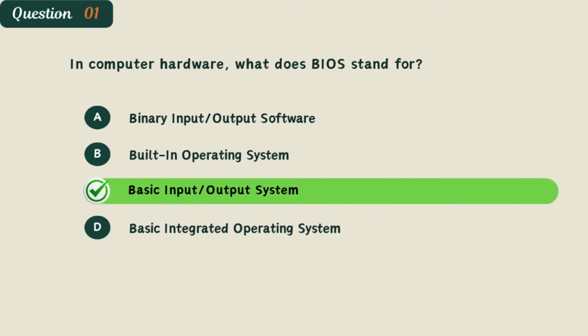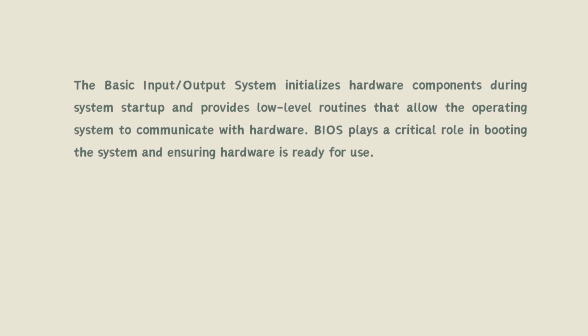Correct answer. C. Basic input, output system. The basic input-output system initializes hardware components during system startup and provides low-level routines that allow the operating system to communicate with hardware. BIOS plays a critical role in booting the system and ensuring hardware is ready for use.